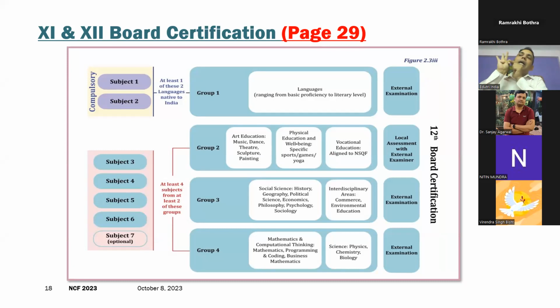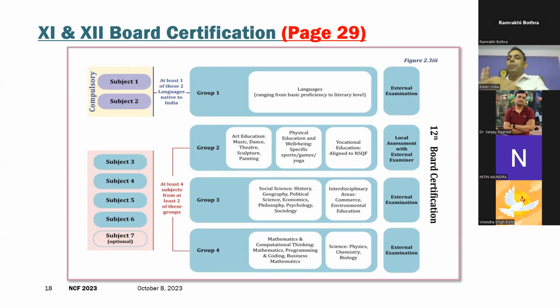From the first group, every bachcha has to take 2 languages. From the remaining 3 groups, bachcha has to take four subjects. I'm repeating. From the first group, every bachcha has to take two languages. One should be native and one can be any. It is written that from group one, at least one of these two languages should be native. At present, bachcha is taking only one language. Now, two languages and one should be native.